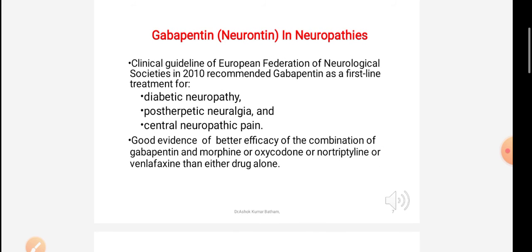Gabapentin likewise has been recommended in its guideline by European Federation of Neurological Societies in 2010, and it is recommended as a first-line treatment for diabetic neuropathy, post-herpetic neuralgia, and chronic neuropathic pain. In addition to this, there is a good evidence of better efficacy of the combination of this drug gabapentin with morphine or oxycodone or nortriptyline or venlafaxine than either drug given alone.